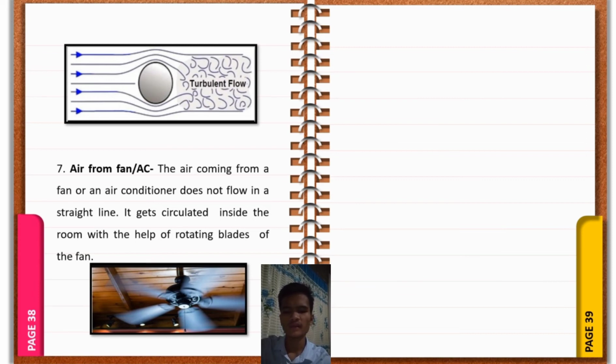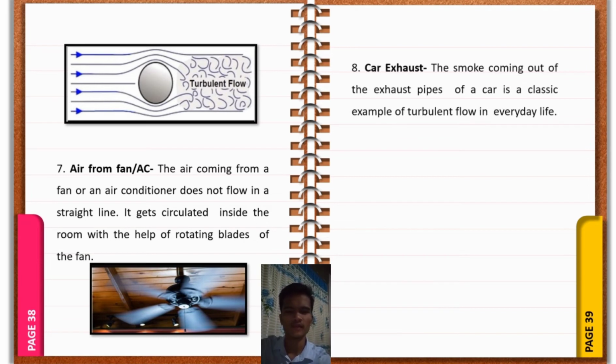The air coming from a fan or air conditioner does not flow in a straight line. It gets circulated inside the room with the help of the rotating blades of the fan. So, as the image shows here, it is true that it is not only straight. The wind produced by the electric fan or air conditioner is not only straight, but it circulates. That also produces a turbulent flow.